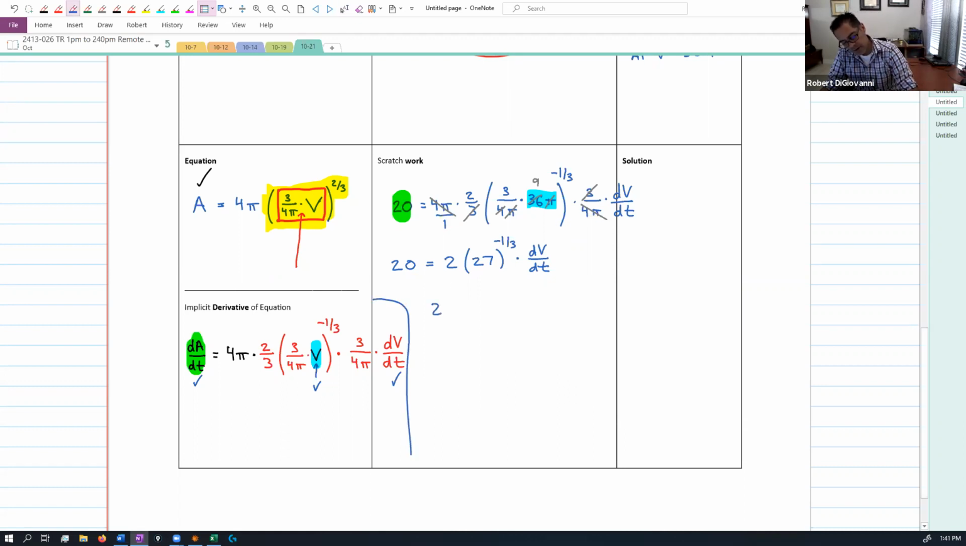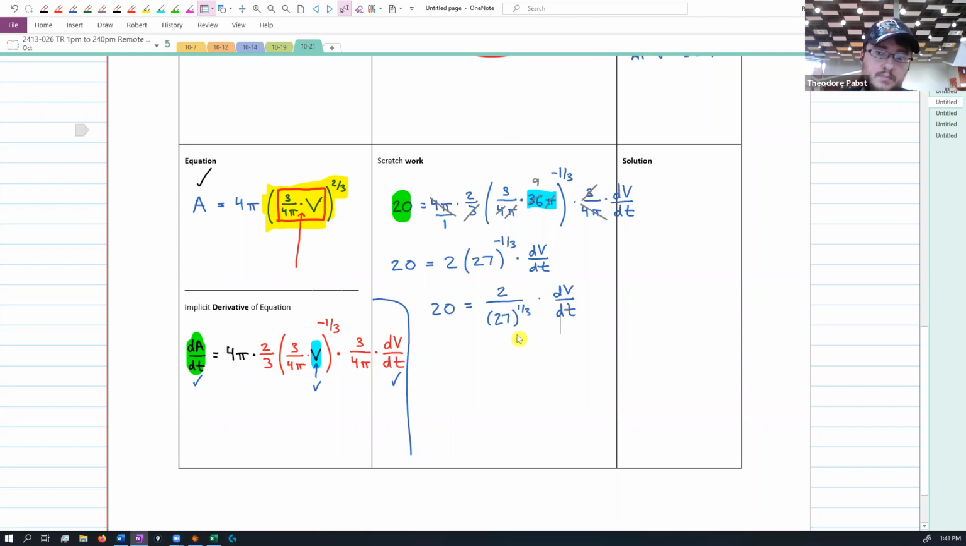All right, I'm going to continue. I'll remind you that when you have something to a negative power, you can drop the whole thing down to the bottom as a positive power. So this becomes 27 to the 1/3 instead of negative 1/3, dV/dt. But what does 27 to the 1/3 really mean? The cube root of 27, which is just 3.